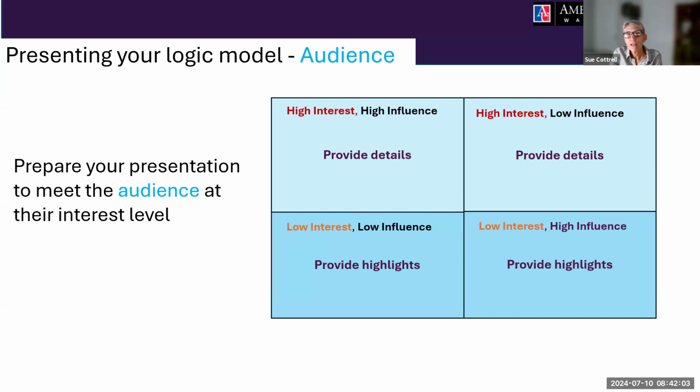Now, low interest and low influence, just highlights. They don't really care about it. They're tangential to the project probably, and they aren't in a position to influence it. So maybe your colleagues, where somebody is a different project and they're curious what you're doing, but they don't need to go into all the details, something like that. You provide them with the highlights. Low interest, high influence. You also provide them with the highlights, but you give them options. Okay. That's why we created more than 1 or 2 types. We have all 3 types. Meet them at their interest level.